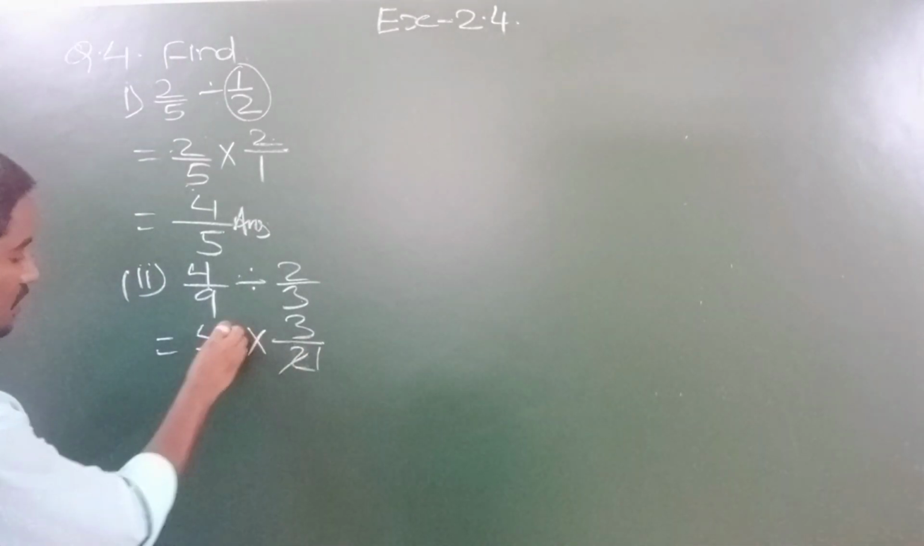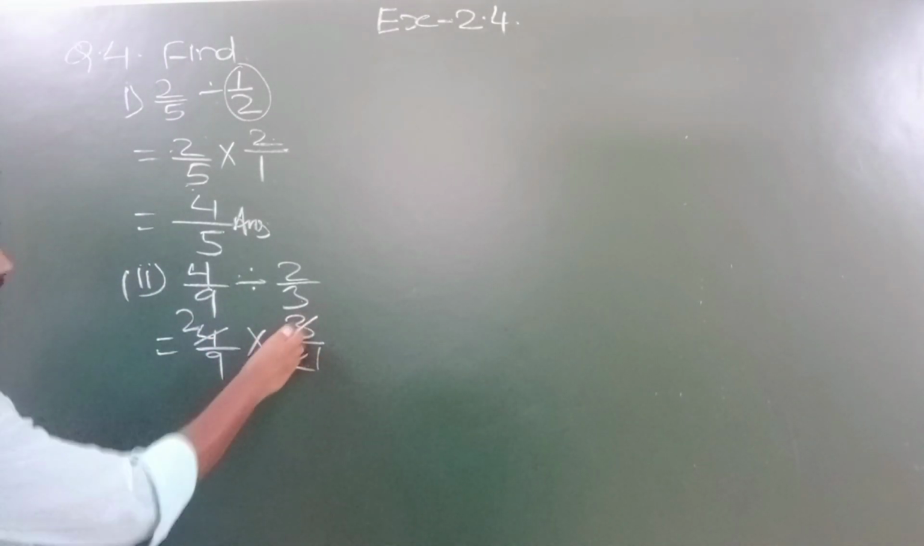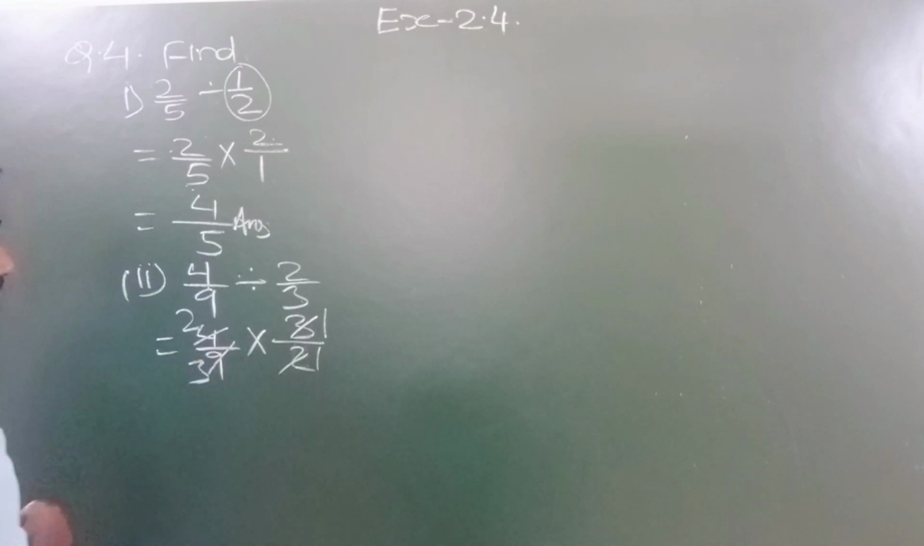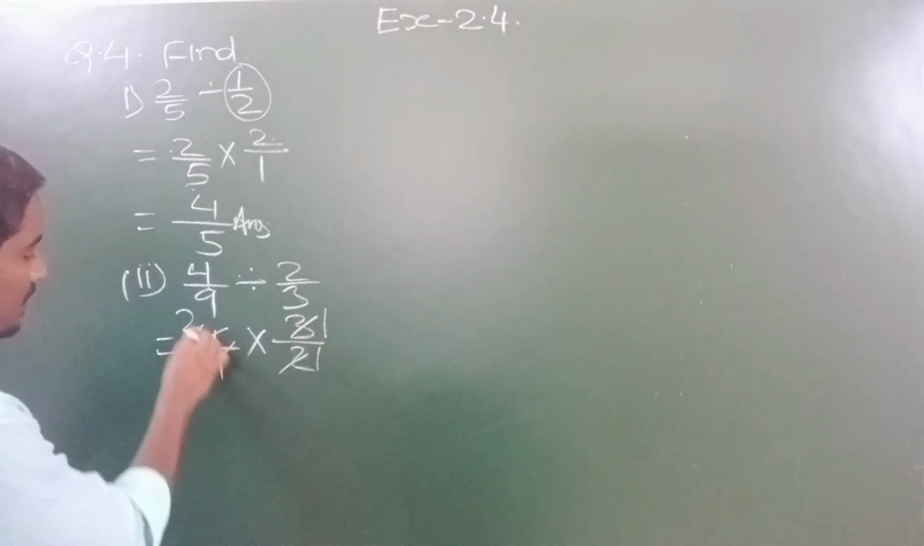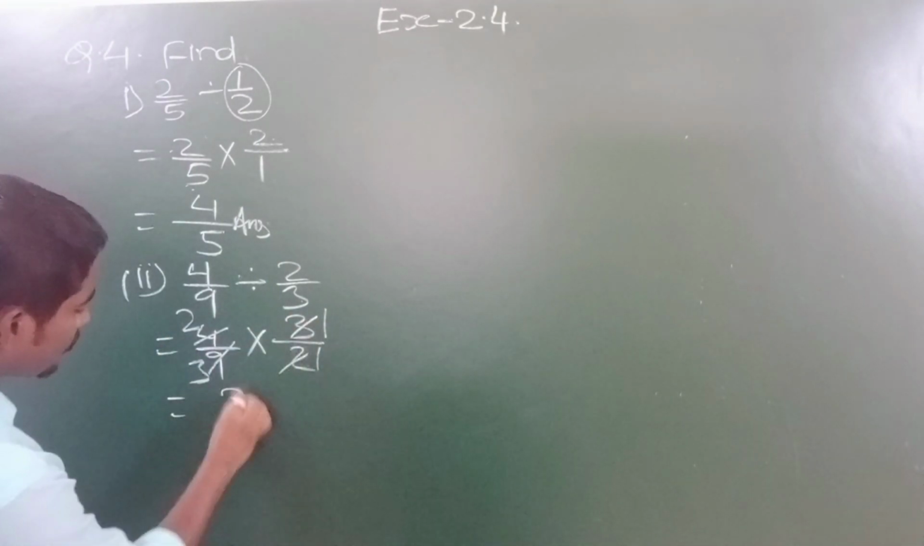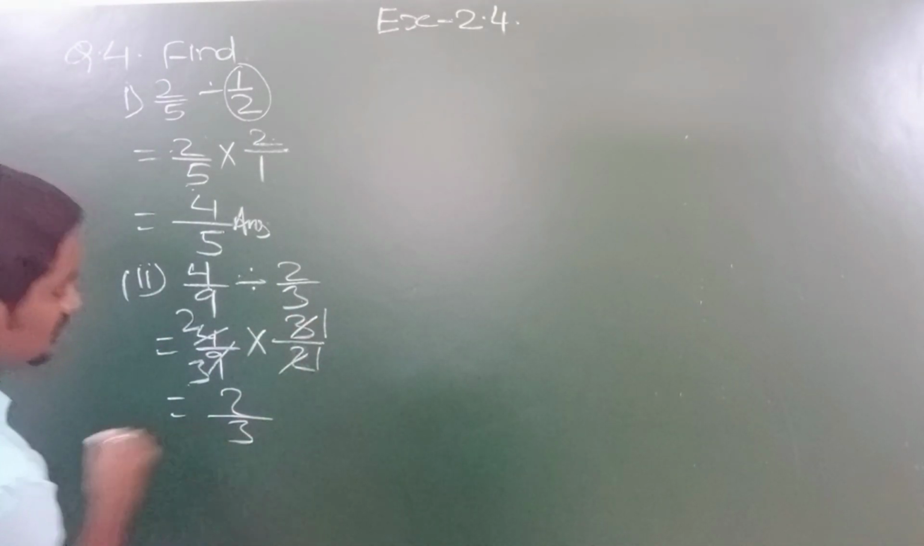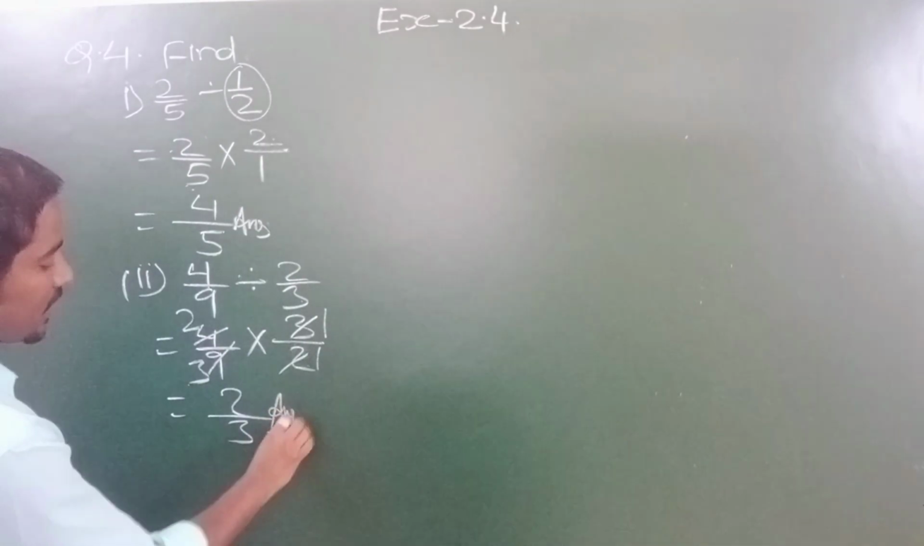Now find the common factor. Here 2 1s are 2, 2 2s are 4, 3 1s are 3, and 3 3s are 9. No more simplification is possible. So here we are left with 1 1. So 2 1s are 2, and 3 1s are 3. So this one will be your final answer.